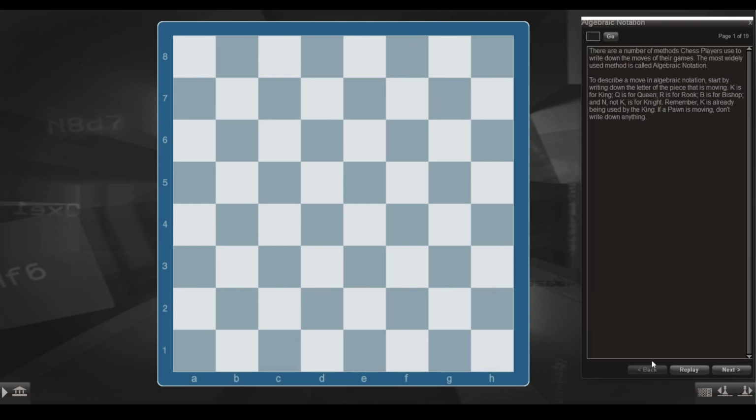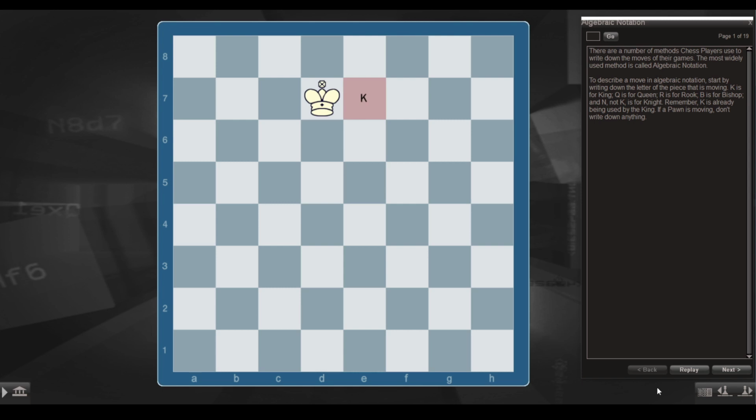There are a number of methods chess players use to write down the moves of their games. The most widely used method is called algebraic notation. To describe a move in algebraic notation, start by writing down the letter of the piece that is moving.